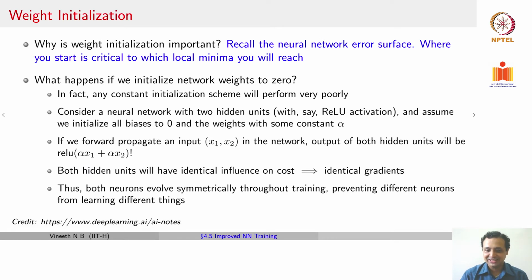Now, why is this an issue? Both hidden units will have the same output, they will have an identical influence on the cost or the loss, which means they will have identical gradients. If they have identical gradients, they will have identical updates and the weights will always remain the same. They start the same, the gradients will be the same, and they will keep taking the same value always through training. This is not desirable. So we want to do something more than simply initialize the weights with the same values.